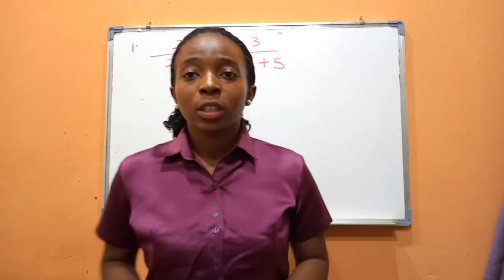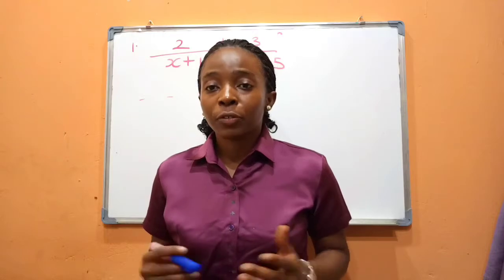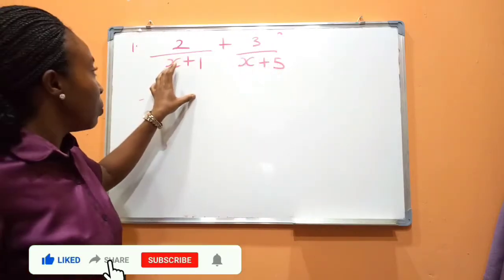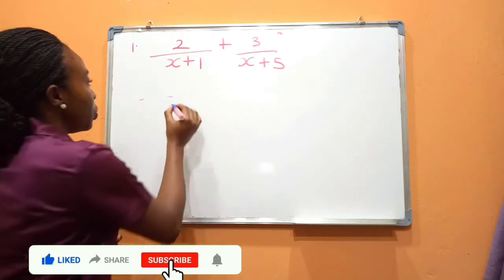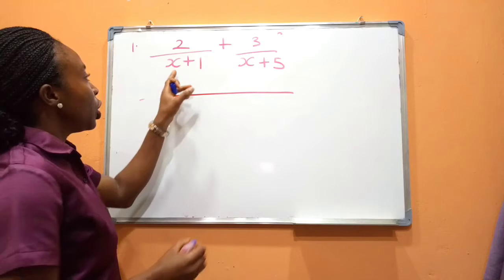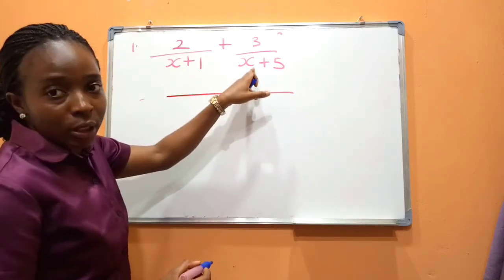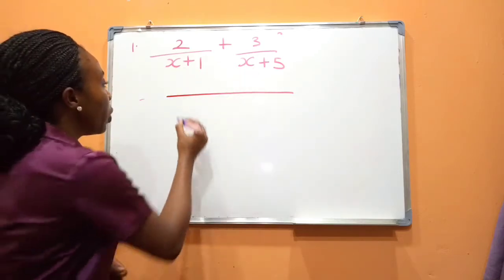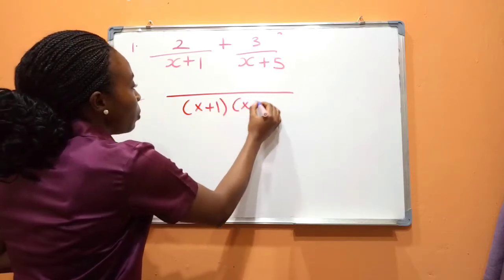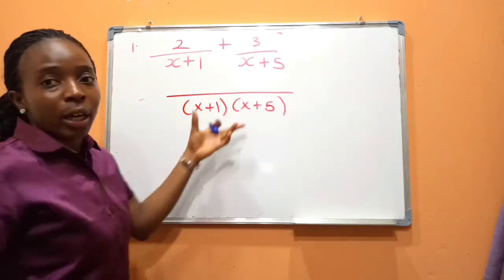Welcome to class. So in adding algebraic fractions, here's how you go about it. Let's take a look at this example. The first thing you do is to find the LCM. So what you do, just pick this and pick this since they are different terms. So we are going to have x plus 1 and x plus 5 as our LCM.